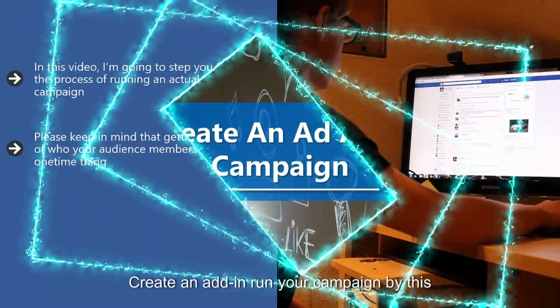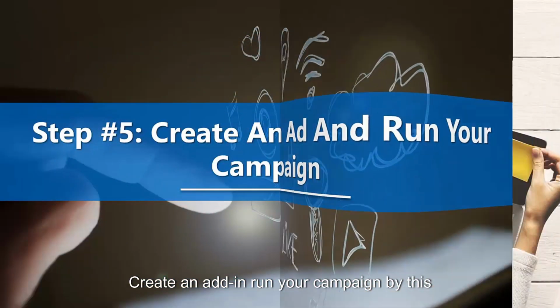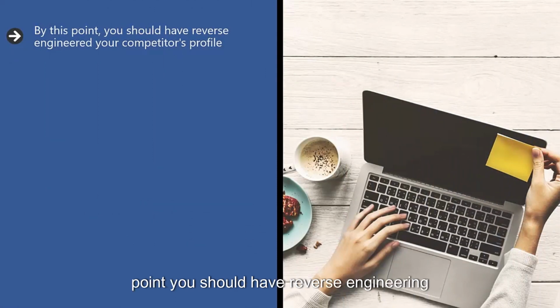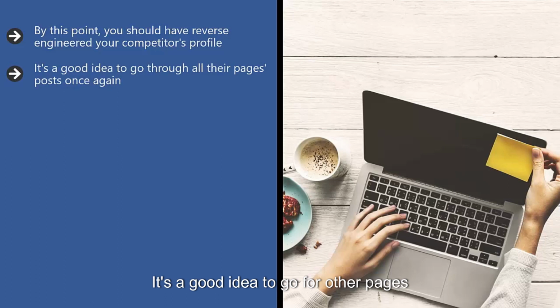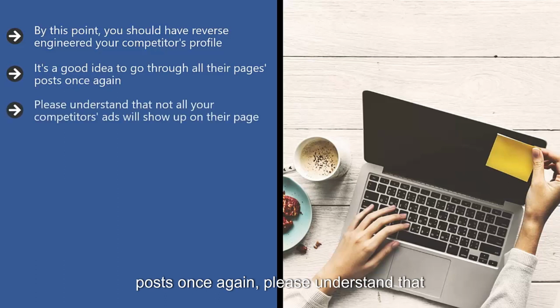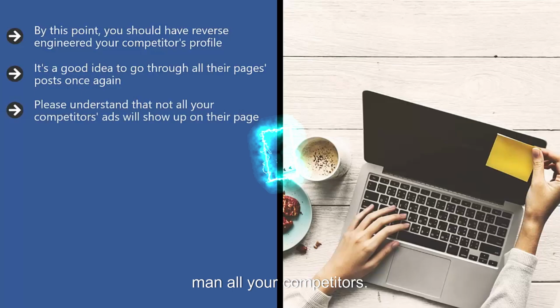Step number 5, create an ad and run your campaign. By this point, you should have reverse engineered your competitor's profile. You should have made educated guesses as to what kind of ads they run or which of their posts they have promoted. It's a good idea to go through all their pages' posts once again. Please understand that not all your competitors' ads will show up.